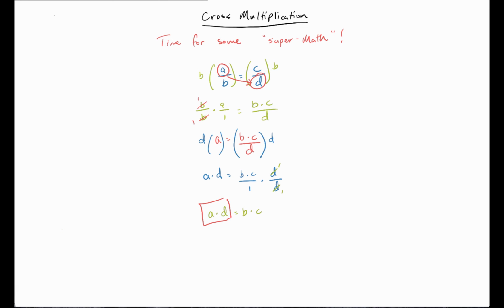Well, a times d is one of the cross products. B times c is the other cross product, and we see that those end up being equal if we do these normal algebraic manipulations that we know. So what we end up with is proving that cross multiples of proportions are equivalent to each other, which will make it really easy to solve these proportions later.